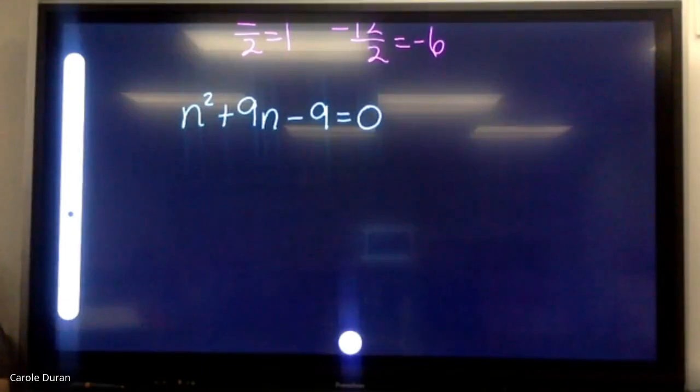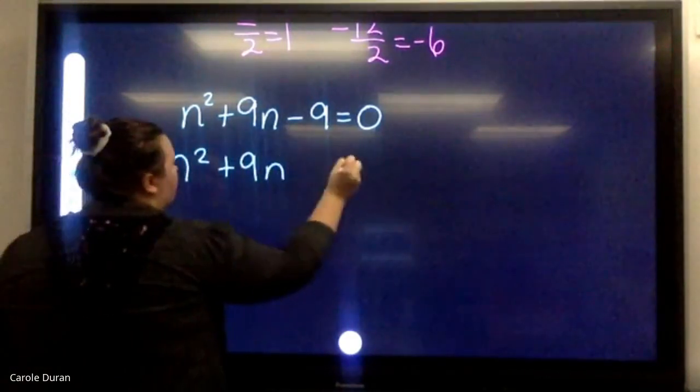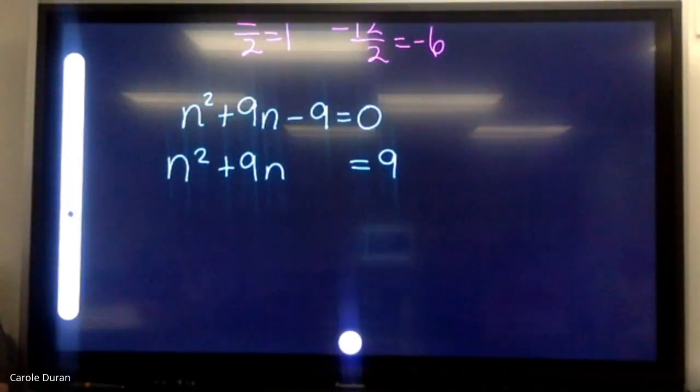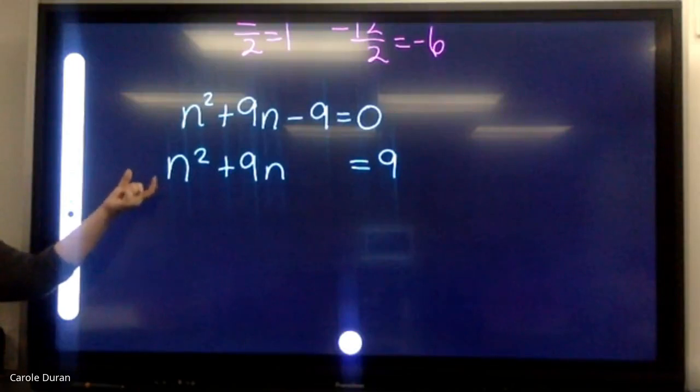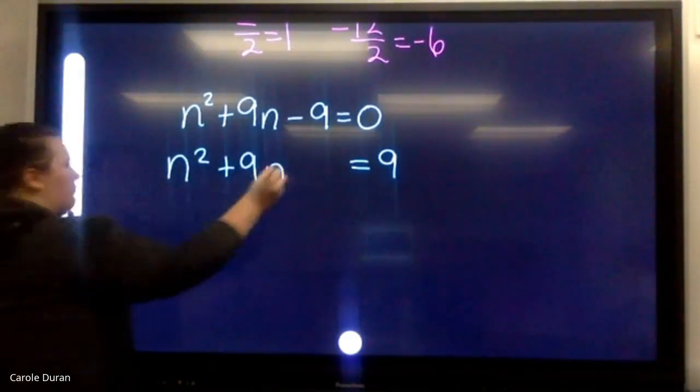Kaylee, what's my first step? Add the 9 to the other side. Okay, which leaves me with n squared plus 9n equals 9. Briar, what do I check for next? Not yet, I have to check for something first. There's not a number in front of the n. Right, so I need to check to see if there's a number in front of my n squared. There isn't, so I don't have to divide anything out, which means I can skip directly to completing the square by adding in my c term.